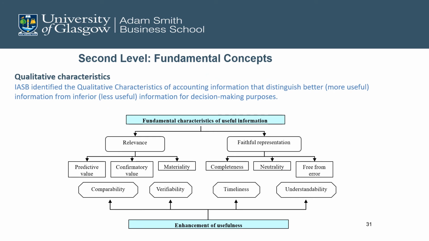At the second level, it introduced the qualitative characteristics of what it means to be useful information. So what would be better, more useful information than less useful, inferior information? Fundamental characteristics are relevance and faithful representation. Enhancing ones are comparability, verifiability, timeliness, understandability.